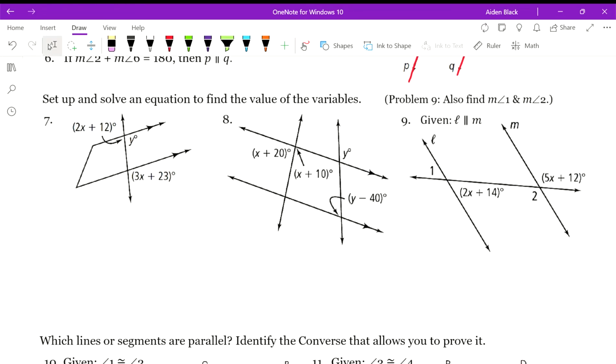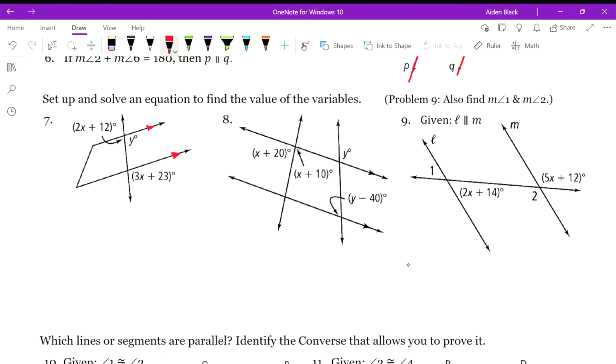Set up and solve an equation to find the value of the variables. Well, good, we have these indicators right here that these lines are parallel. So if they're parallel, it appears this one is 2x plus 12. The one that forms a linear pair with it is y. And this one here is 3x plus 23. So I see us setting up a system of equations. It doesn't tell us that here, but I think that's what we'll end up doing.